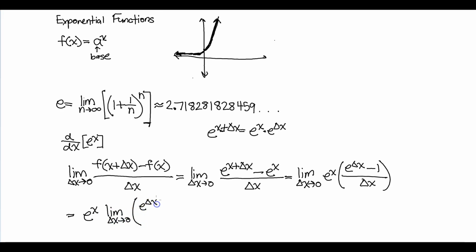So this is where we have to focus. Now, if we do direct substitution and plug in delta x equals 0, e to the 0 is 1, minus 1 is 0, divided by 0. So that means there could be a solution.